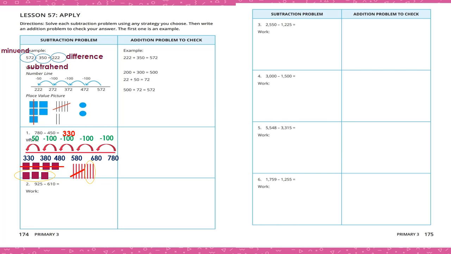To check your answer, on the other side, you should make the difference plus the subtrahend. Okay? So 330 plus 450. You can solve it ones with ones, tens with tens, hundreds with hundreds. Let's split it. 300 plus 400 equals 700. 30 plus 50 equals 80. So the result will be 780. So the result is correct.